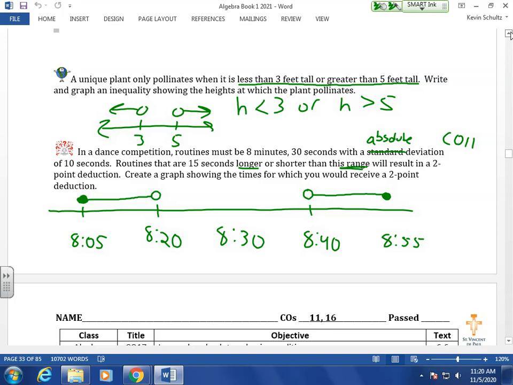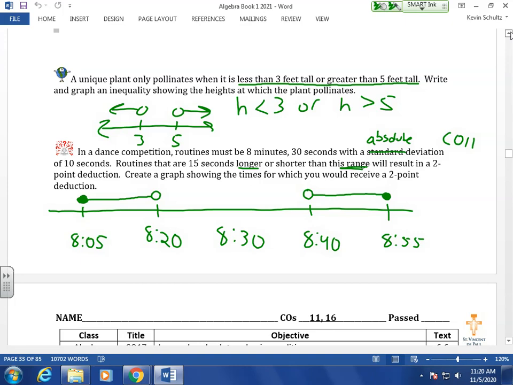Now, is this saying that a routine can't be 9 minutes? No, but you'll probably lose more points, right? If your routine's only 6 minutes, you're probably going to lose more points than just 2 points. But this is the algebraic way to represent that range for which you will be deducted 2 points based on your time. So it's kind of like we have two and statements within an or statement.